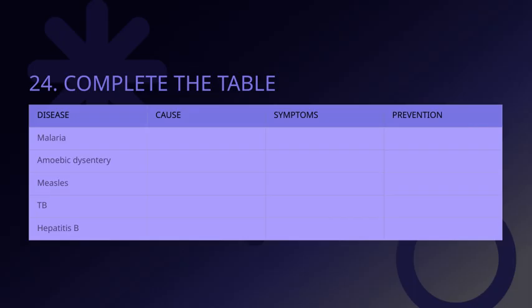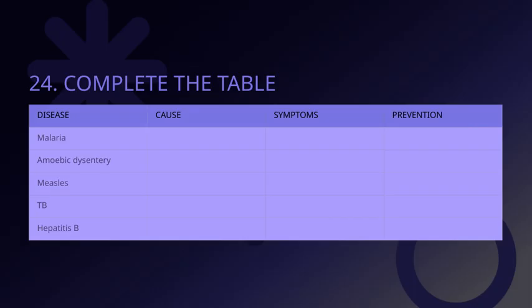Finally, hepatitis B is caused by the hepatitis B virus, which affects the liver. It spreads through contact with infected blood or body fluids, and symptoms can include jaundice, fatigue, and abdominal pain. Prevention is mainly through vaccination, avoiding sharing needles, and practicing safe sex.